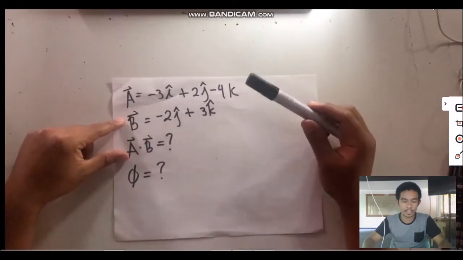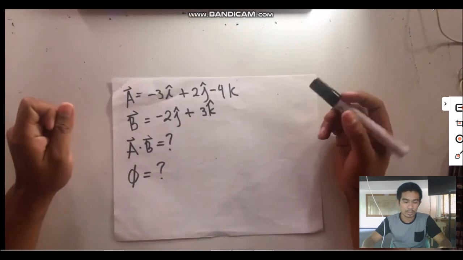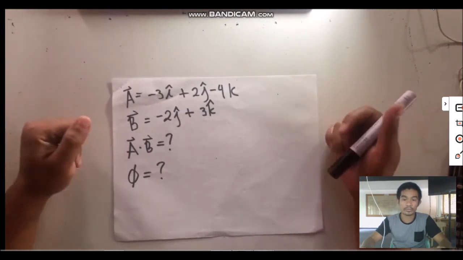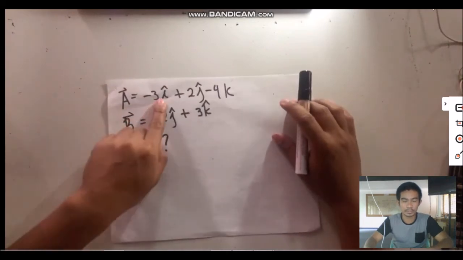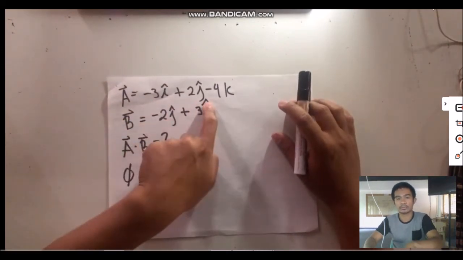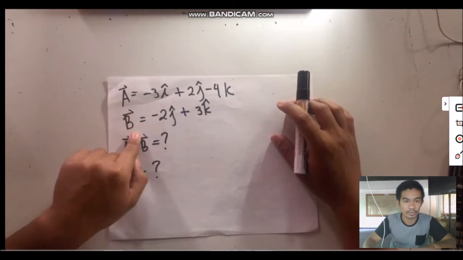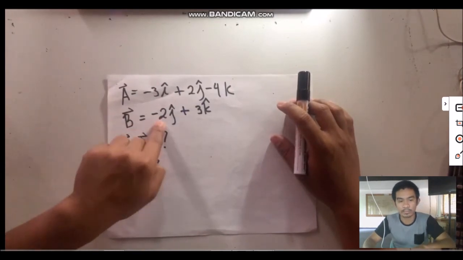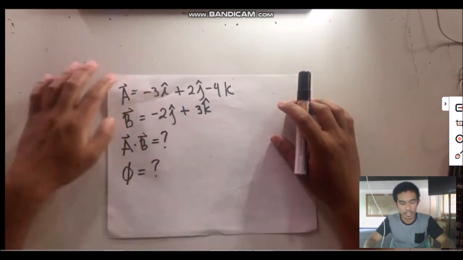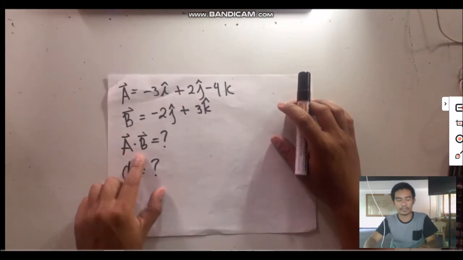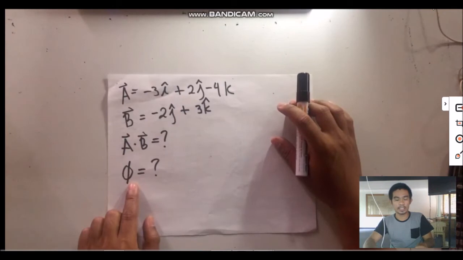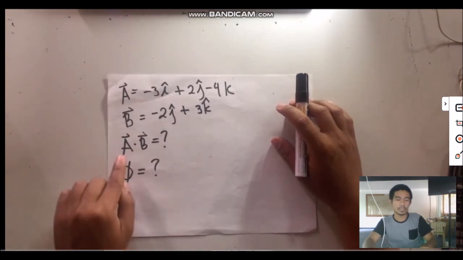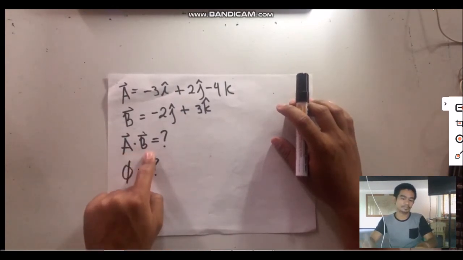So let us have another example of the dot product of two vectors. We have two given vectors here. Vector A is -3i hat plus 2j hat minus 4k hat. And vector B equals -2j hat plus 3k hat. So we need to look for vector A dot vector B, which is the scalar dot product, and phi as the angle between vector A and vector B, right?